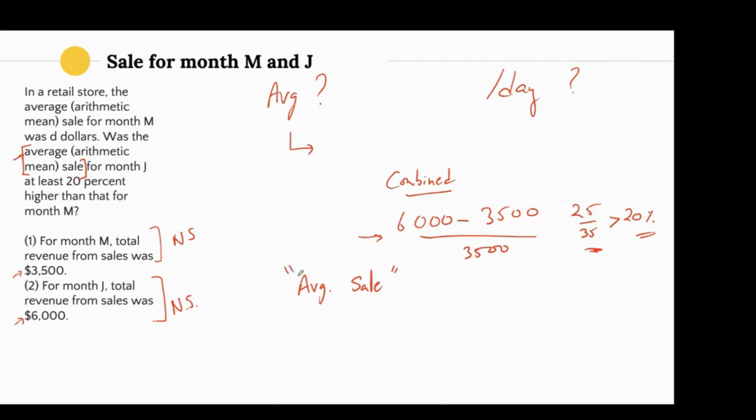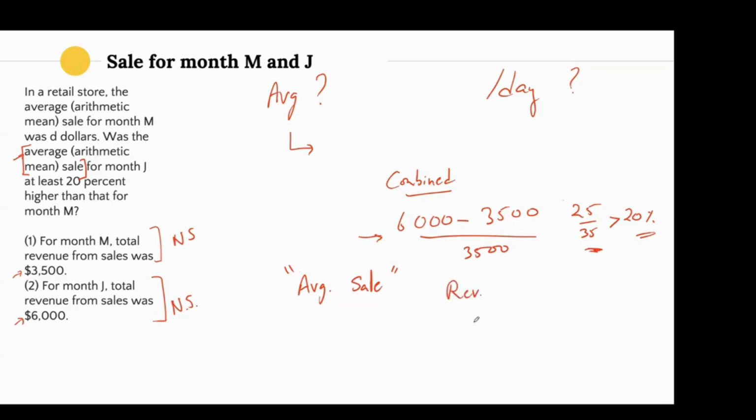Now, average sale. What do you think? Could average sale be average per day? No, it's a retail store. I'm thinking total revenue divided by total sales. That would be an average sale. Sales basically how many transactions have been done. So revenue divided by number of transactions. That's average sale.